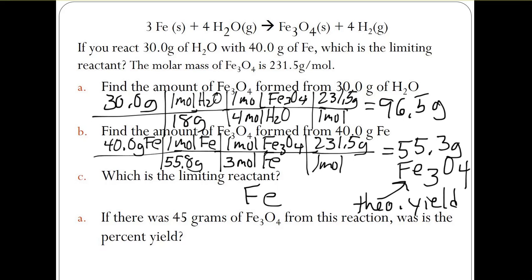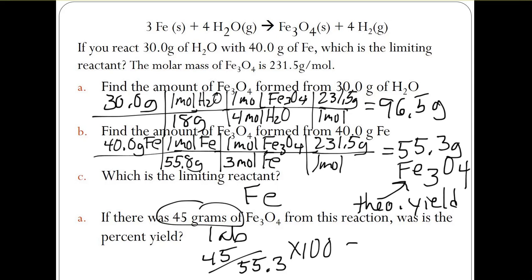So this last one says if there was 43 grams of the iron oxide from this reaction, what was the percent yield? So this would be your lab number. So I would do 45 divided by that 55.3 times 100, and I get 81.4%. So pretty good results on this one.